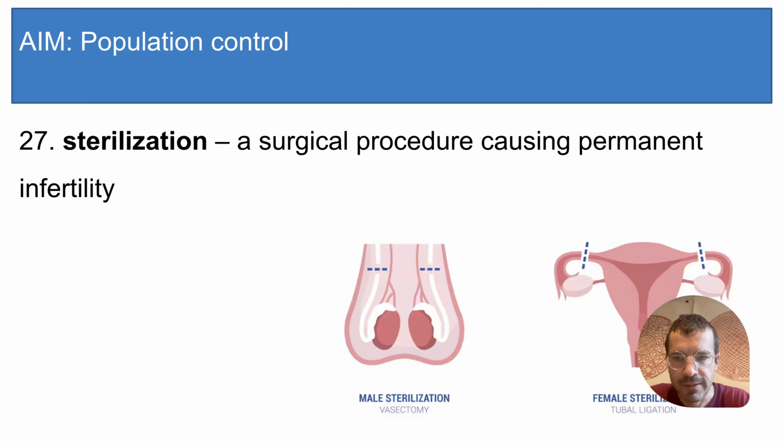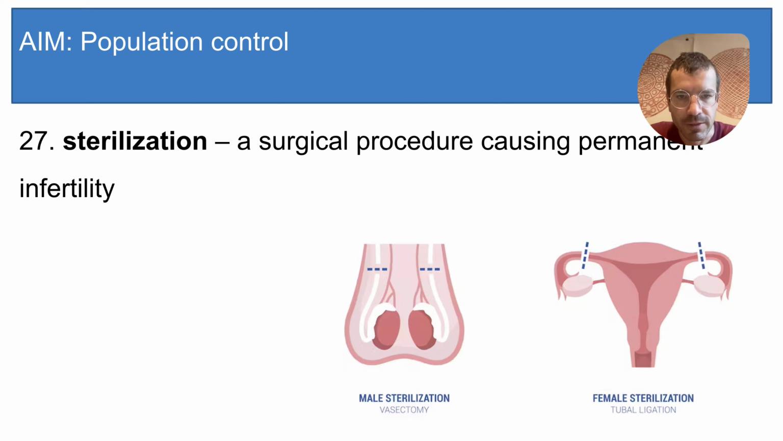Okay, let's look at sterilization, and here I have spelled it correctly. Sterilization is a surgical procedure that results in permanent infertility. For women, sterilization is called tubal ligation, and it involves cutting and tying the fallopian tube so that eggs cannot reach the uterus and be fertilized.